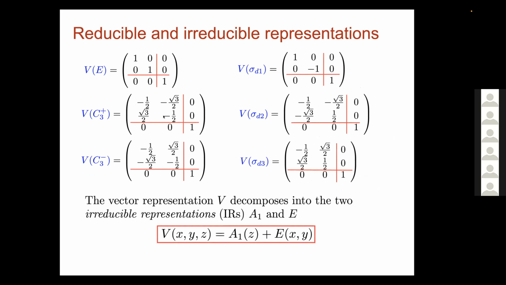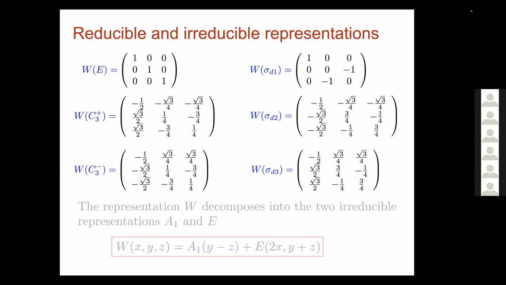The vector representation is the direct sum of the A1 representation represented by this block and the E representation represented by this block. You see that if you take the trace of the vector representation, it is the trace of the E representation plus the trace of the A1 representation. I mean, when a representation is the sum of two representations, it means that these are diagonal blocks. So when I take the trace for the whole, complete representation, I just have to add the traces, obviously, for the irreducible representations. This is an extremely important result, and it is completely obvious when you see an example such as this one. So going back to this.